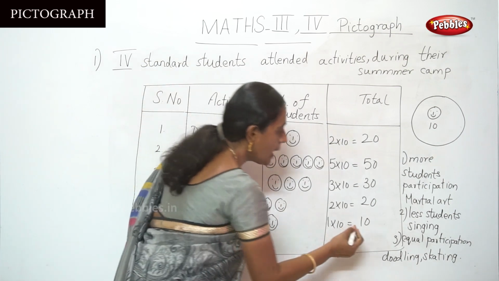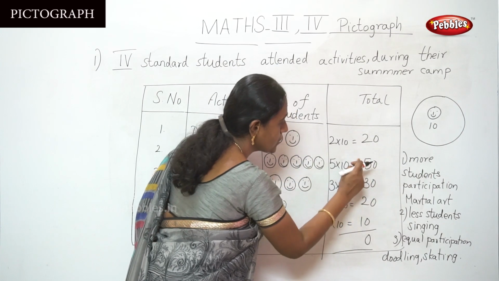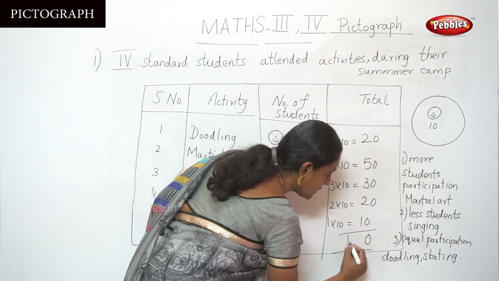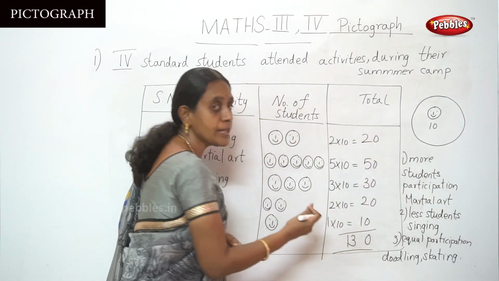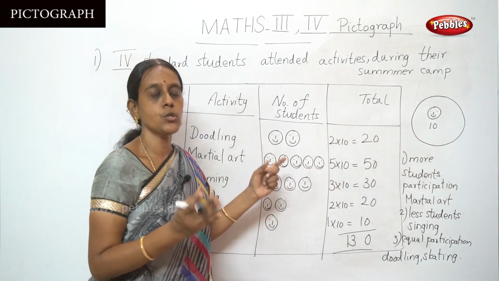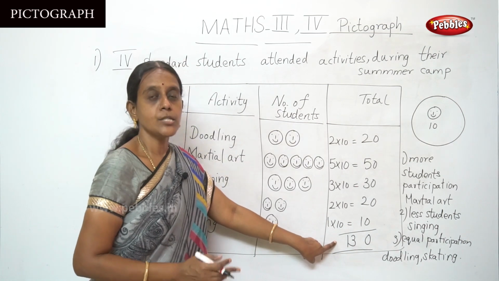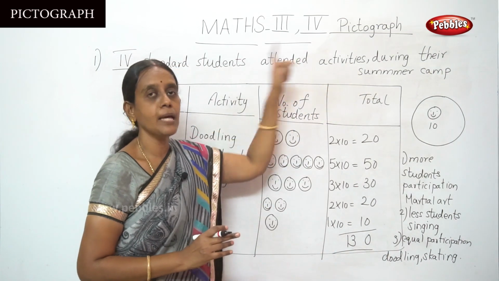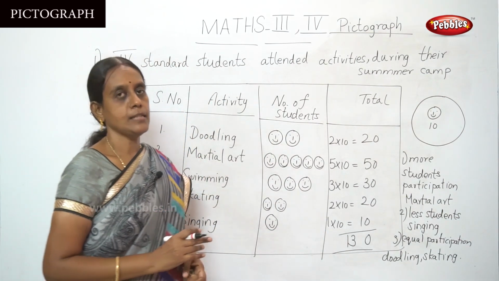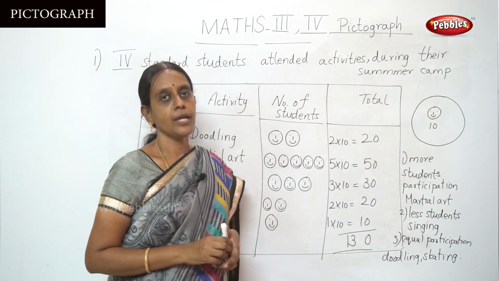You can simply add the numbers: 2, 5, 7, 10, 12 and 13. So this is an easy way to find the total by simply adding the pictorial representation. So the total number of students who took part in the summer camp activities was 130. So this is a technique to explain the pictograph. Okay. So thank you.